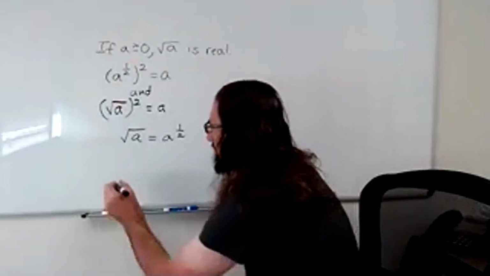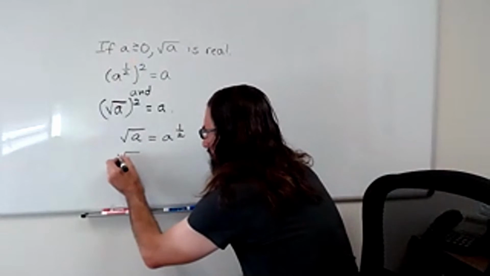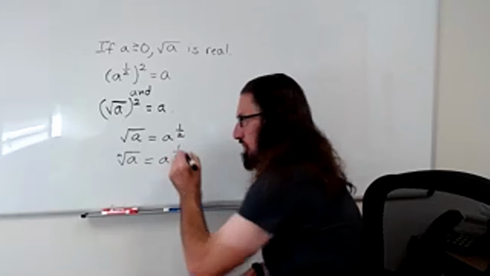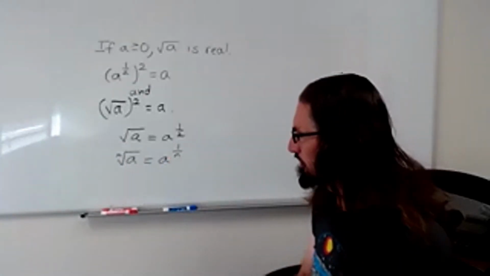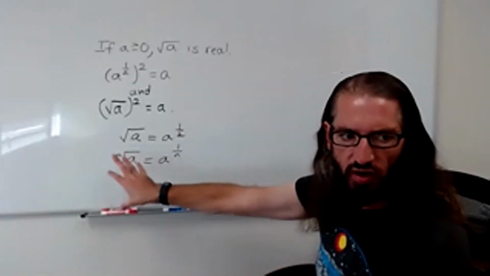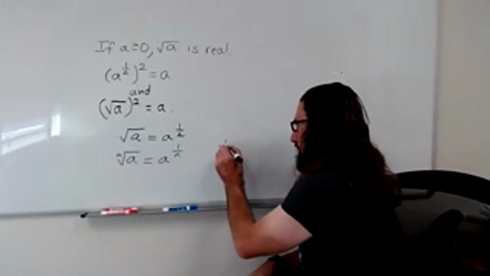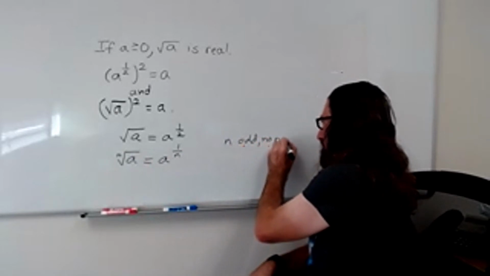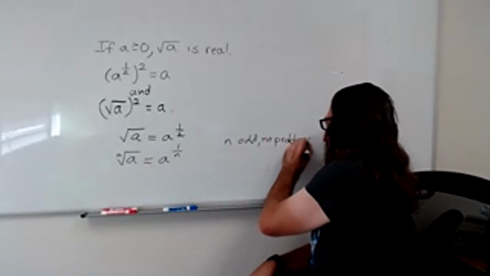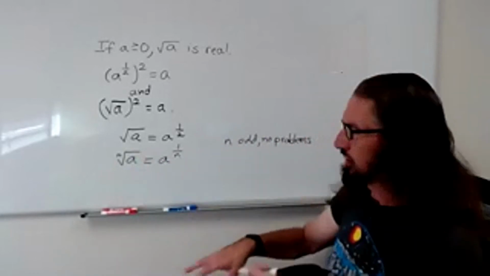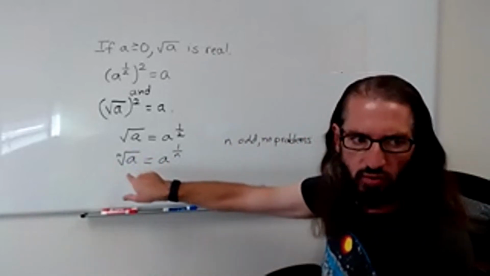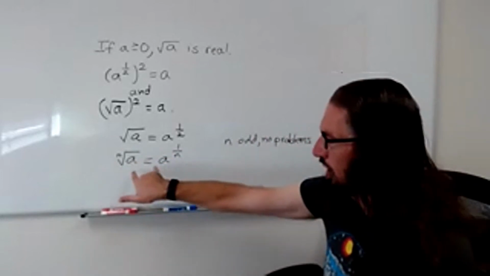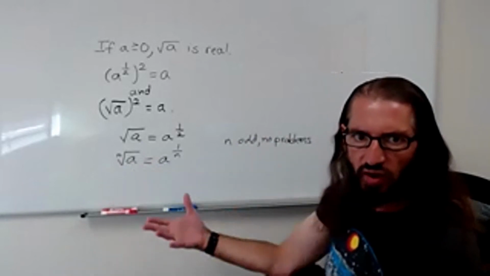More generally than that, the nth root of A equals A to the 1 over n. And again, if n is odd, no problems. But if n is even, then A had better be greater than or equal to 0 for these to be two different ways of writing the same real number.